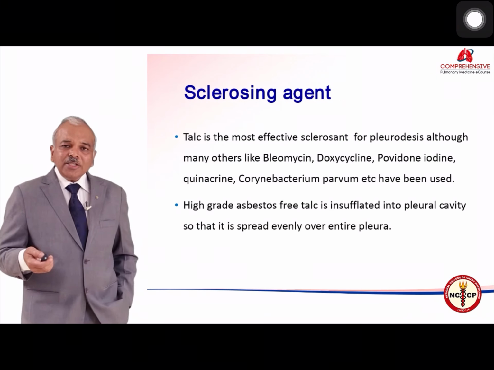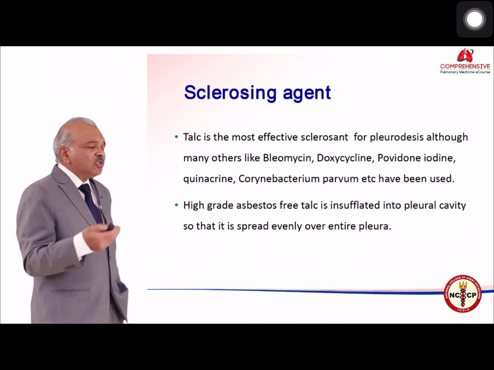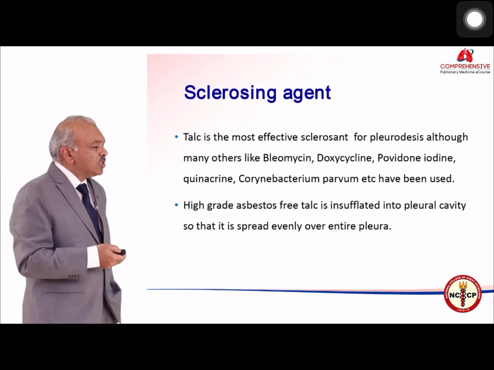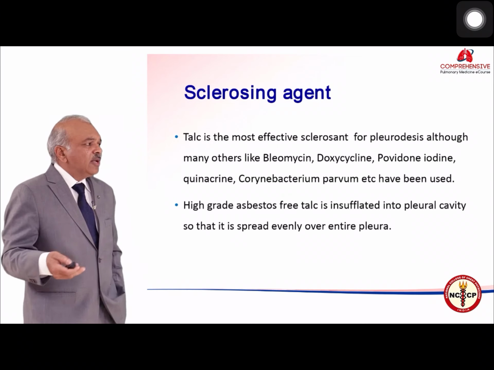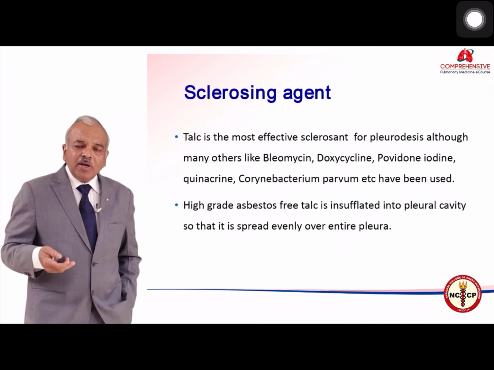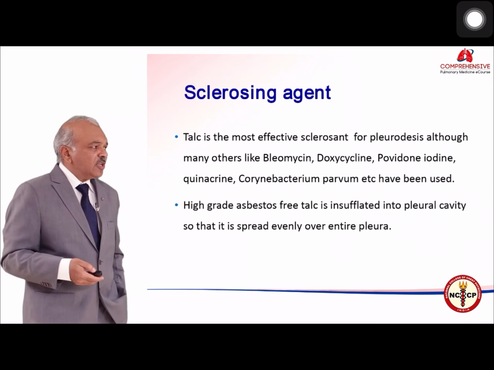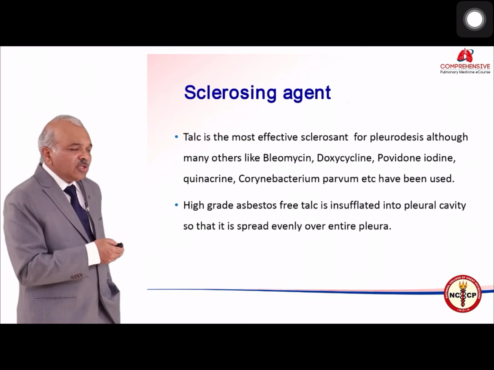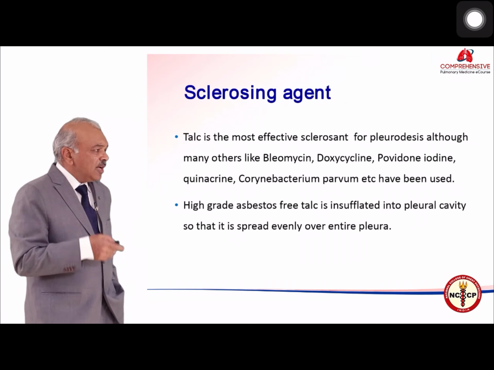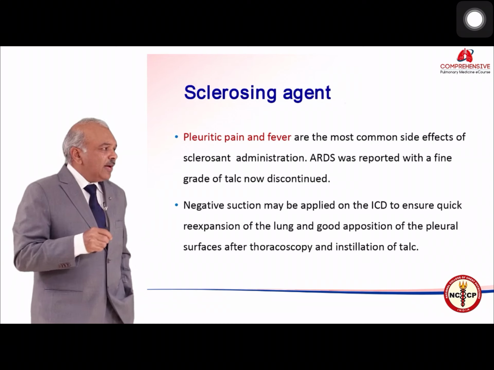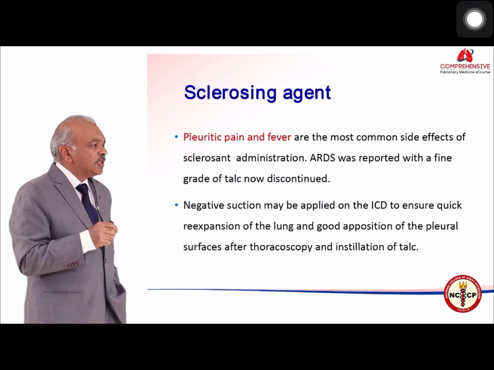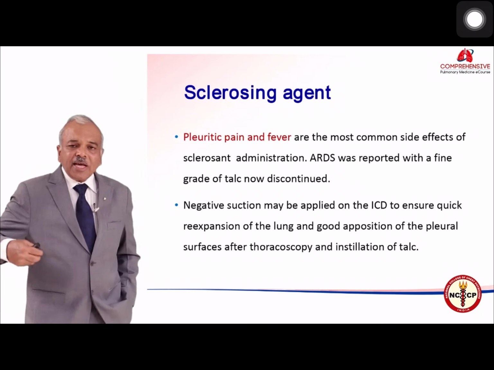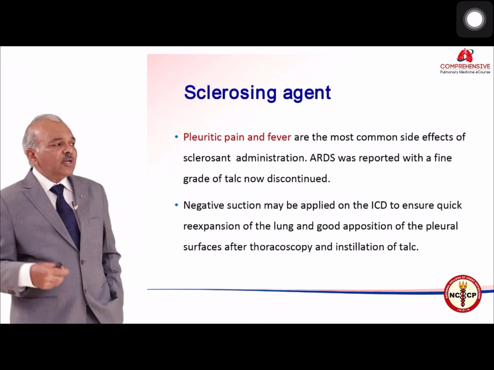What is the sclerosing agent to be used? As I said, talc is the most effective sclerosing agent, but many others like bleomycin, doxycycline, povidone iodine, quinacrine, Corynebacterium parvum, etc. have been used. But talc has the maximum efficacy. High grade asbestos free talc is insufflated into the pleural cavity so that it is spread evenly over the surface. Pleuritic pain and fever are the most common side effects of sclerosis. Sometimes ARDS has been reported, as I said. Negative suction can be applied on the ICD if you are not getting good expansion of the lung.